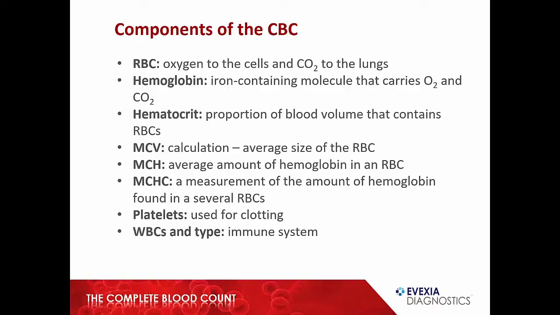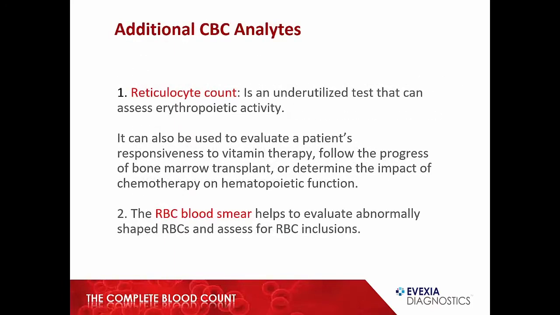Platelets, as you know, are used for clotting, and white blood cells for immune system response. Here are some additional test considerations to tack on to the CBC. One is the reticulocyte count, which can be used to evaluate a patient's response to vitamin therapy, follow the progress of bone marrow transplant, or determine the impact of chemotherapy on hematopoietic function. I'll be going over the reticulocyte count in detail later in this webinar. Next is the RBC blood smear, which helps evaluate abnormalities in RBC shapes and assess for RBC inclusions.